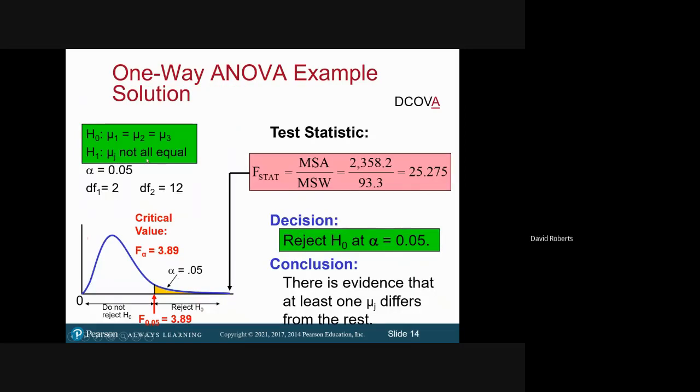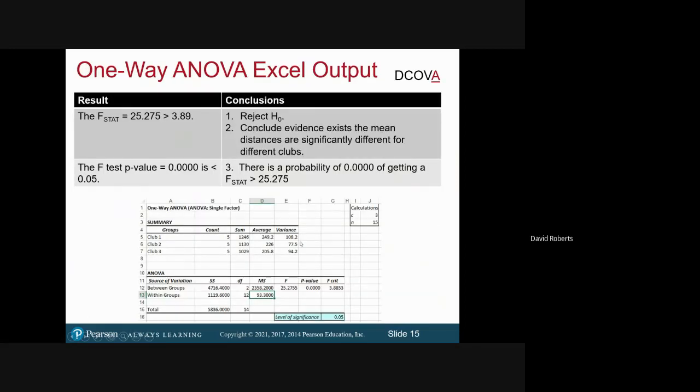So once again, you have the means are equal, the means are not equal. Again, you're trying to determine the p-value. It calculates the F statistic. And in this particular case, you can see that the rejection point is 3.89, which is called the critical value. The F statistic is 25.275, which is way to the right. So you're going to reject. But you can also look at the p-values on this.